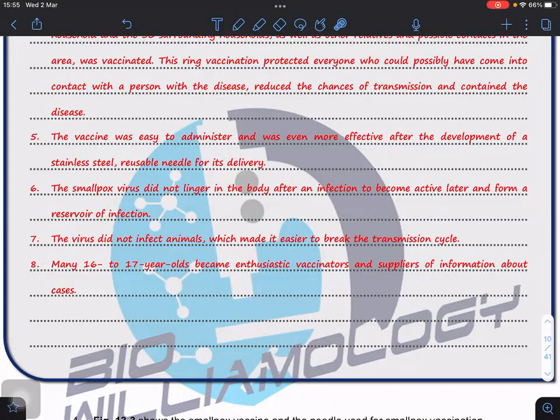And the smallpox virus did not linger in the body after the infection. For example, compare it with HIV: it is dormant, you don't know, but you can spread the virus. But with smallpox, within 12 to 14 days, you can see the symptoms already. Immediately you can detect it. And the virus did not infect animals. This is very important. If it infected animals, for example, imagine dengue: you want to vaccinate humans, but there is still the insect. How are you going to vaccinate insects? Impossible to vaccinate them.